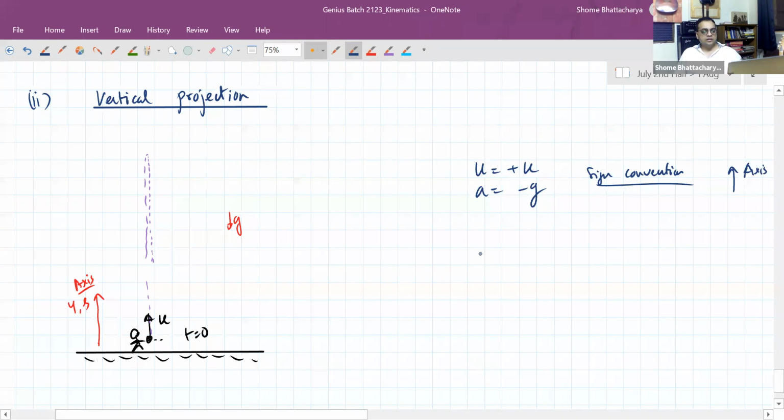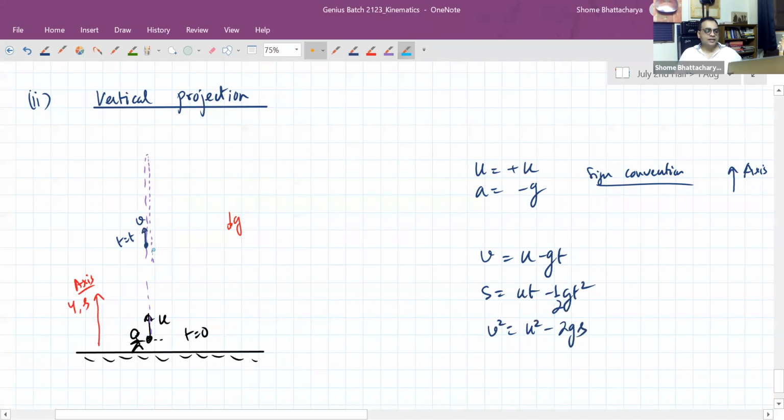So my v as a function of time. At some time t when it is here, let's say, if it has an upward velocity, v will become u minus gt, and s will become ut minus half gt square, and in general v square will be equal to u square minus 2gs. Okay. So mind you, it will also reach this position on its way down.